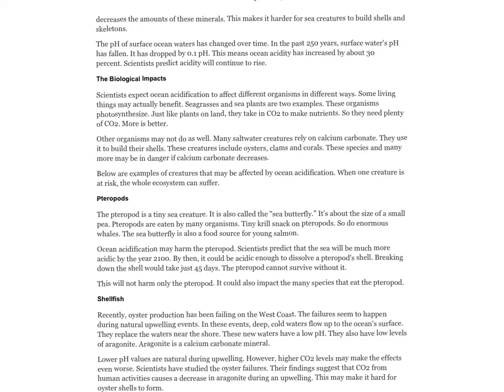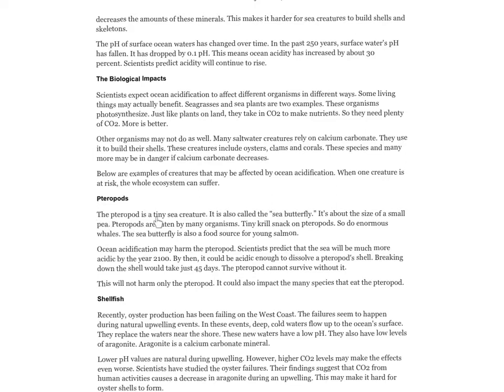So readers, this would be a good time to make a chart from this section alone and identify the answer to this question. Which organisms are affected in a positive way, and which organisms are affected in a negative way by this change in the pH in the ocean? All right, let's keep reading.